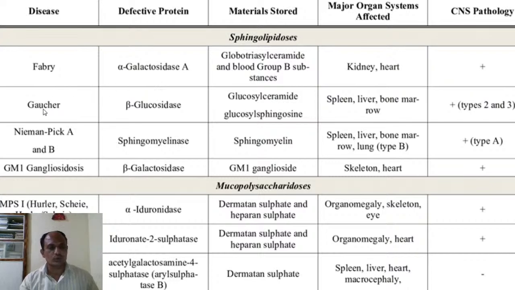Then the second disease we are going to see today is Gaucher disease. The deficient enzyme is beta glucosidase, and the materials which get accumulated include glucosylceramide or glucosylsphingosine. The organs affected by Gaucher disease include the spleen, liver and bone marrow. Damage to the central nervous system takes place, but in case of type 2 Gaucher disease and type 3 Gaucher disease, because there are three different types of Gaucher disease, that includes type 1, type 2 and type 3.